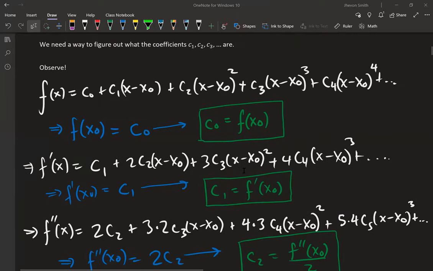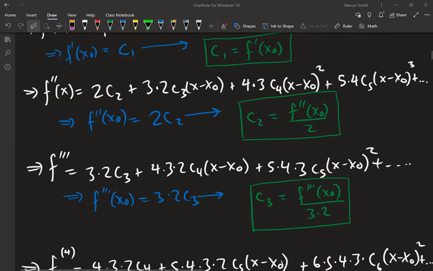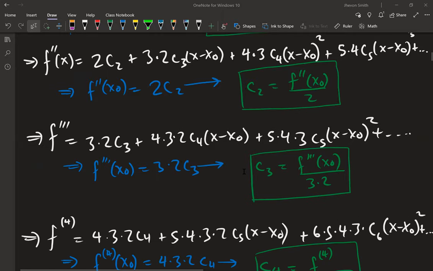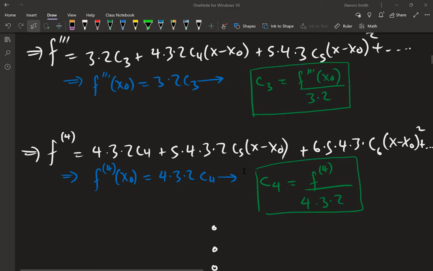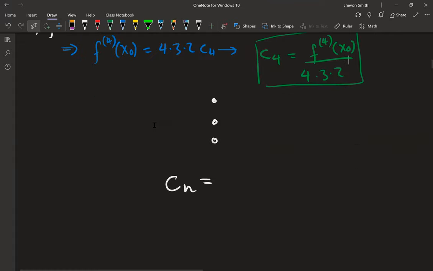All right. Now let's look at these. C0 is f of x naught. C1 is f prime of x naught. C2 is f double prime of x naught over 2. C3 is f triple prime of x naught over 3 times 2. C4 is the fourth derivative of f at x naught over 4 times 3 times 2. Do we see the pattern for the Cn?